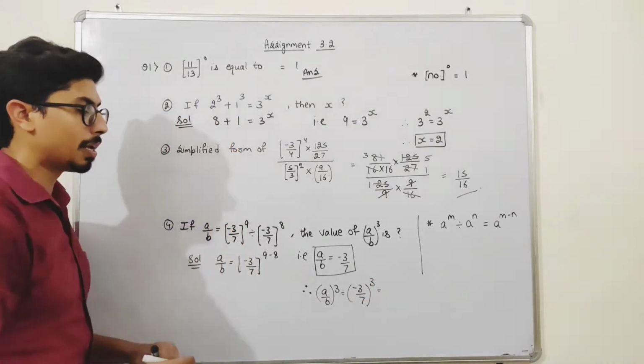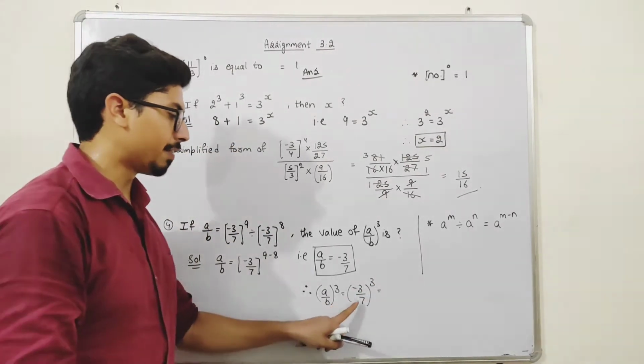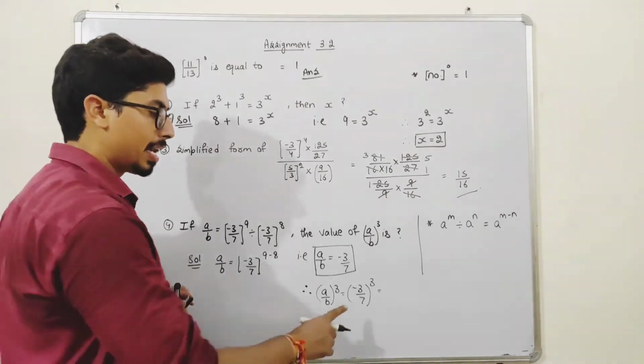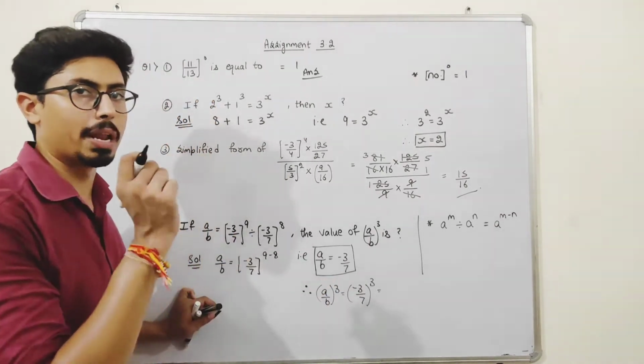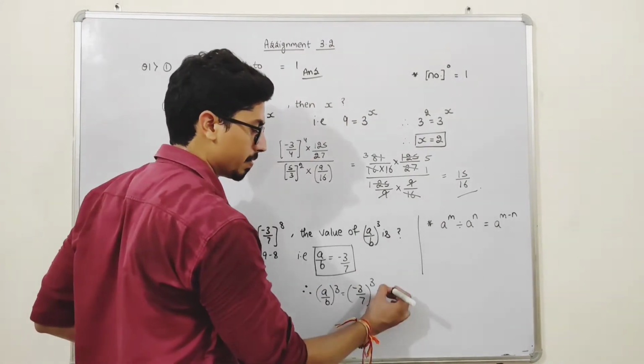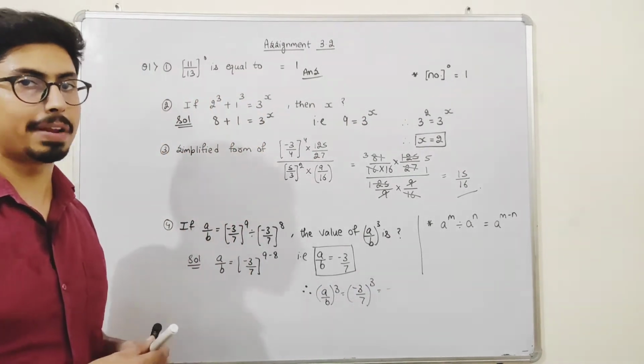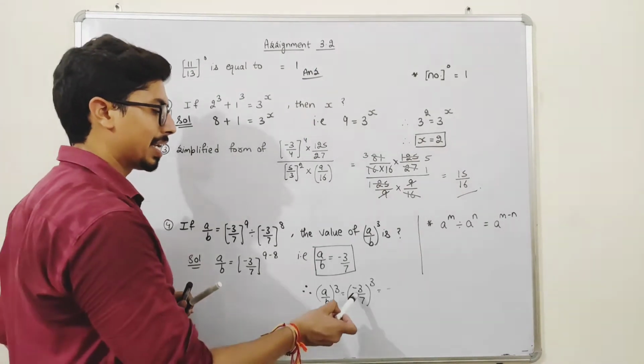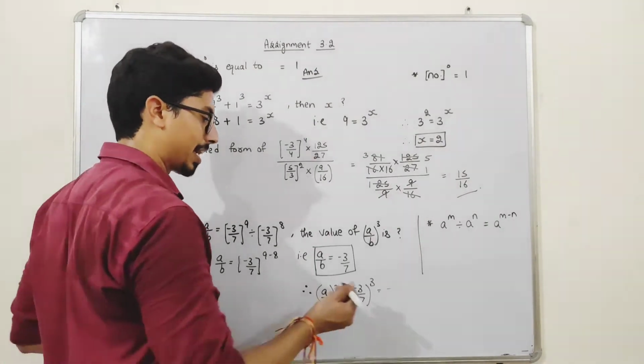Okay. Now see now, students, the number is negative here. Negative number raised to the power an odd number will be negative, because we have discussed this in our previous assignment also. Now negative number raised to the power an odd number is negative.